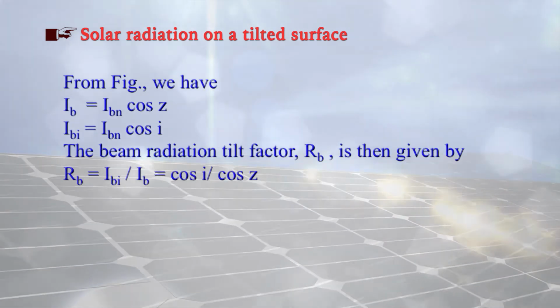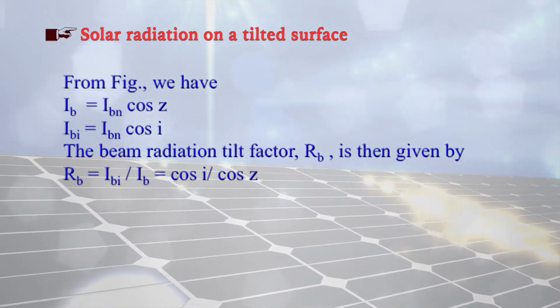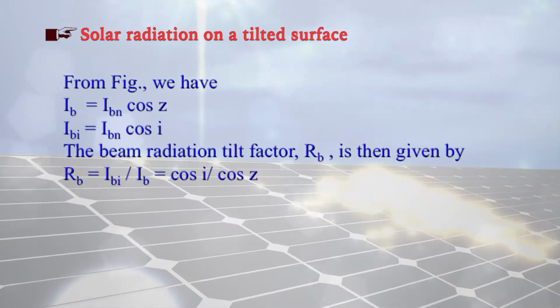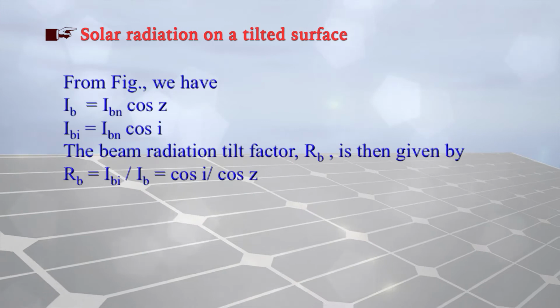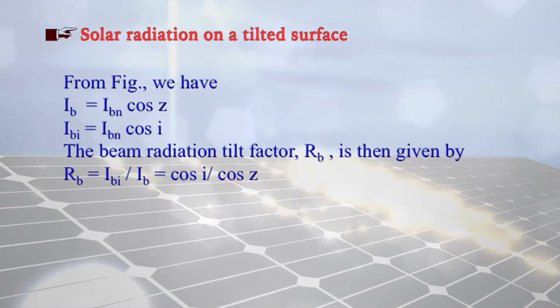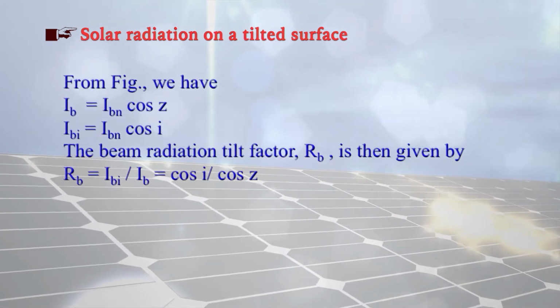So what is the value of this IBI? The value of this IBI is IBN cos I, and the value of IB is IBN cos Z. So when you put the value of IBI and IB into the beam radiation tilt factor RB, you will find that RB is equal to cos I upon cos Z.